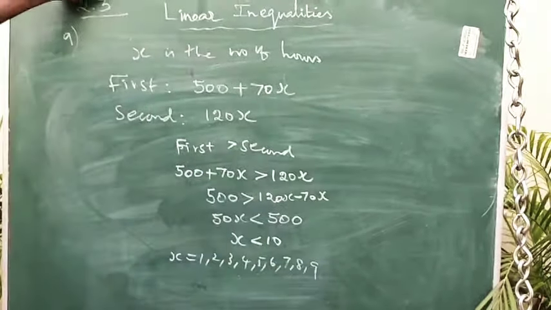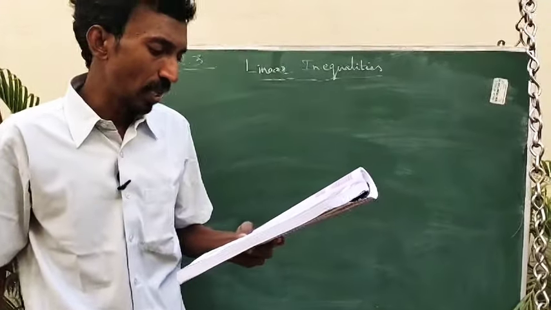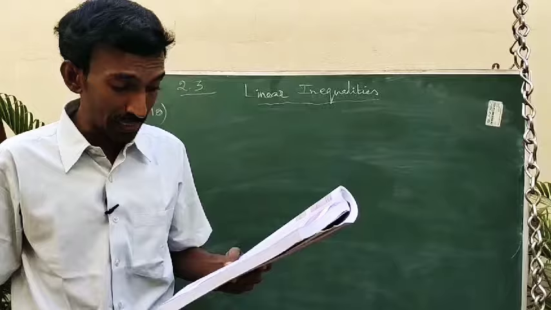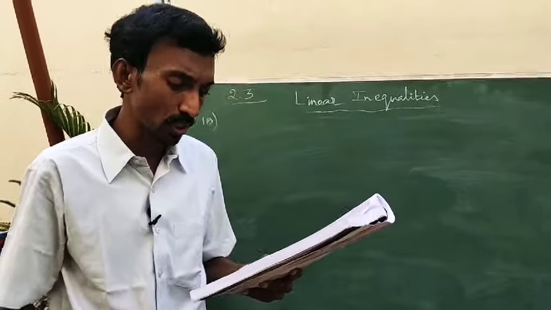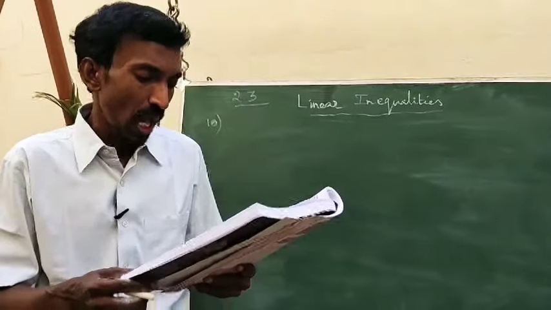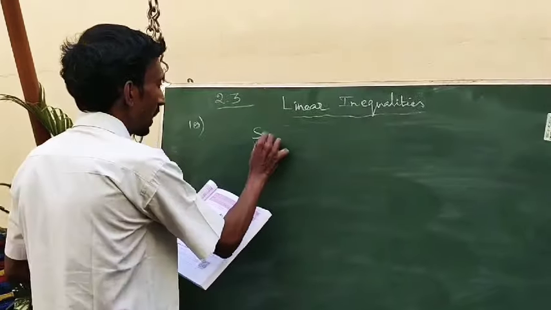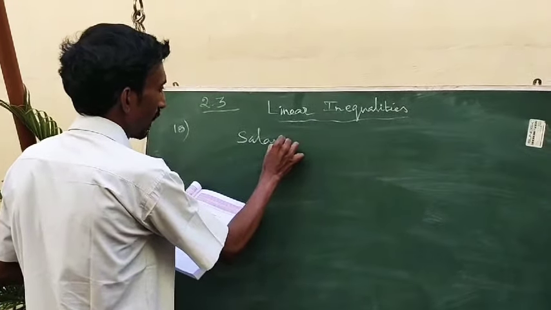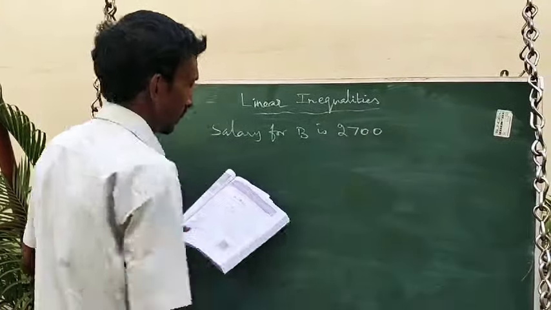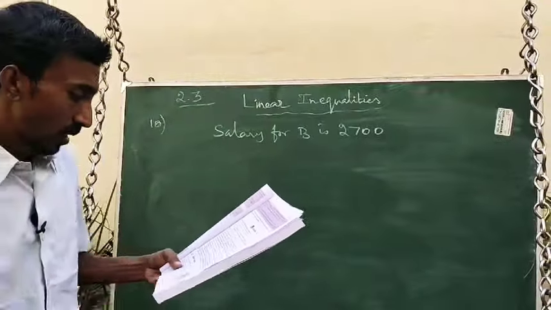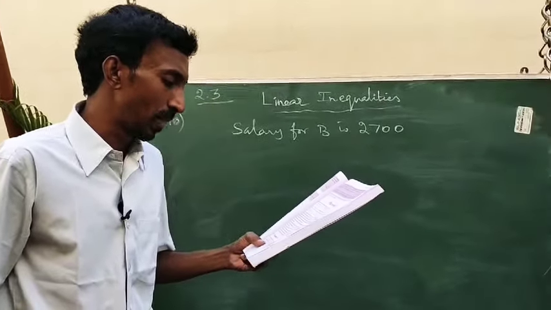Question number 10 in the exercise 2.3. A and B are working on similar jobs, but their monthly salaries differ by more than rupees 6,000. Listen, more than 6,000. If B earns rupees 27,000, the salary for B is 27,000, then what are the possibilities of A's salary per month?